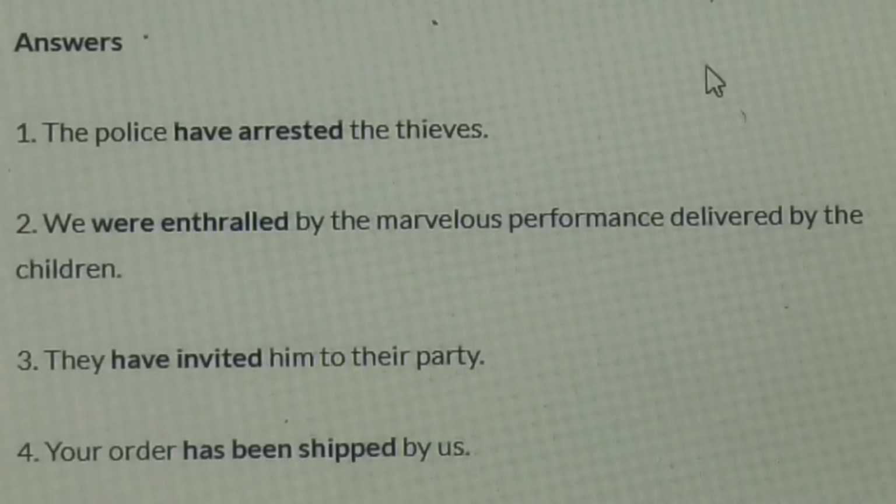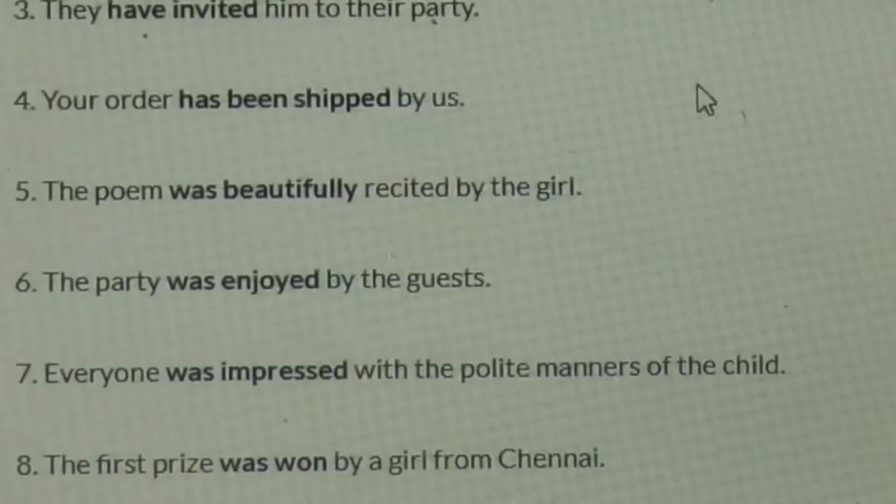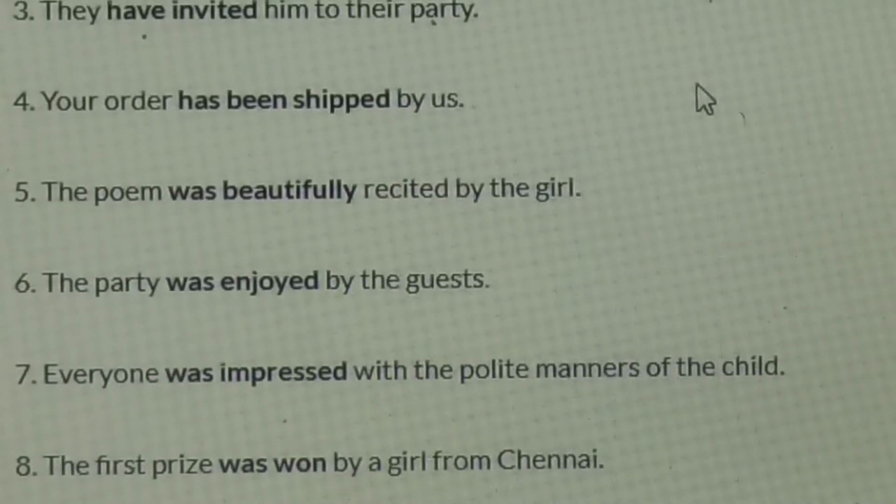Answers. The police have arrested the thieves. We were enthralled by the marvelous performance delivered by the children. They have invited him to their party. Your order has been shipped by us. The poem was beautifully recited by the girl. The party was enjoyed by the guests.